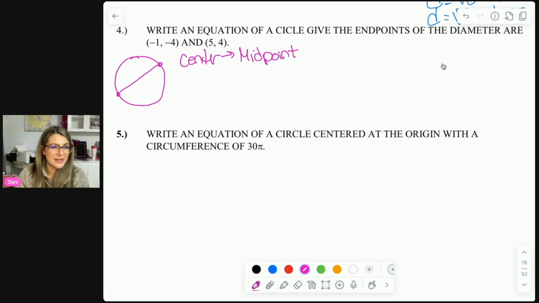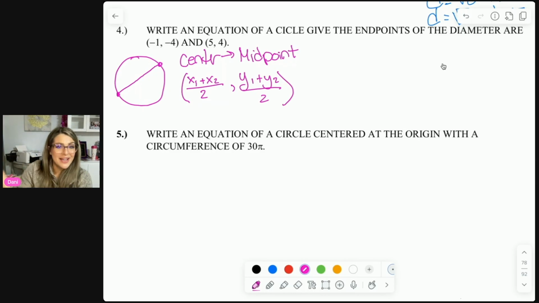Well, think of it this way. Finding the middle is kind of like finding the average. So we're going to add up our x's: x1 plus x2 divided by 2. We're going to do the same thing with our y's. That's your midpoint formula. It's just averaging those 2 points to find where they're smack dab in the middle. Okay? So let's do it.